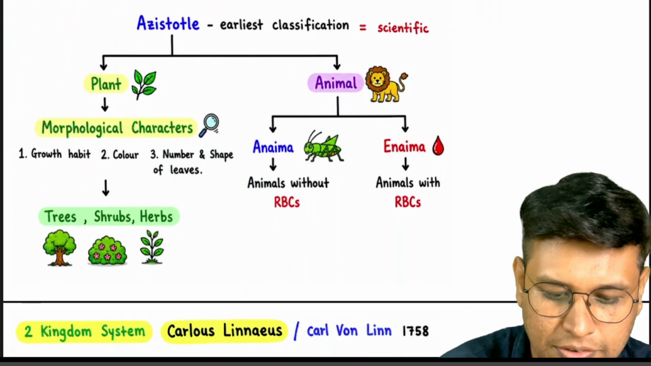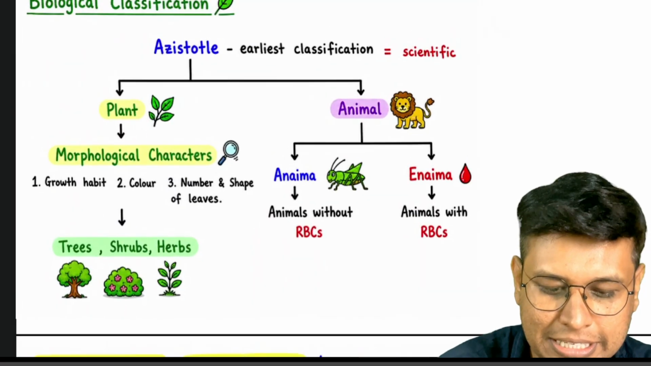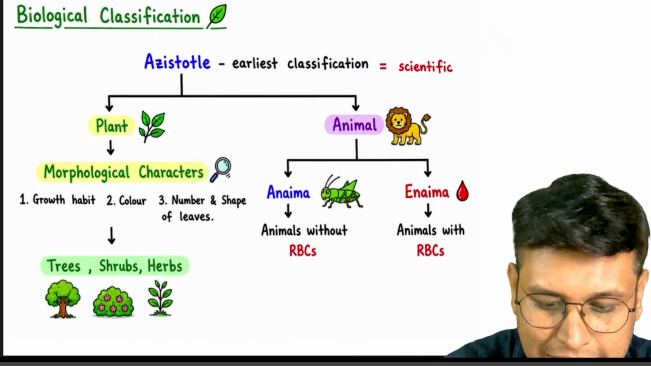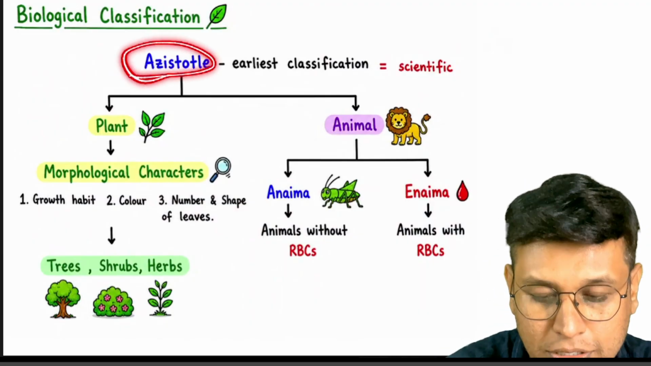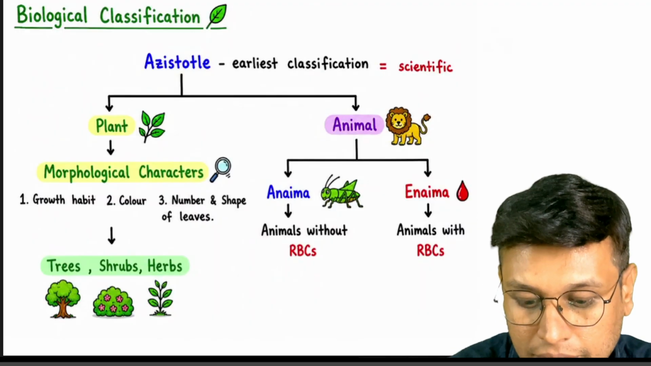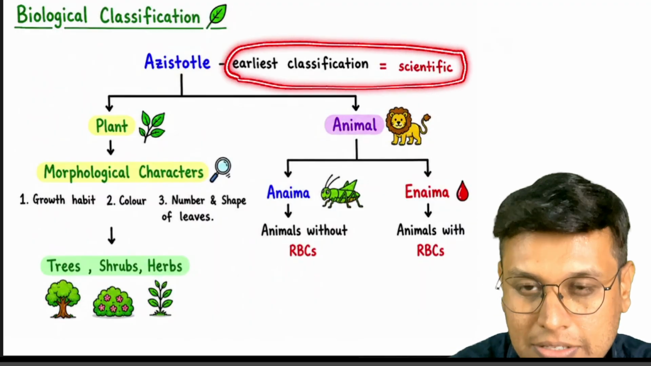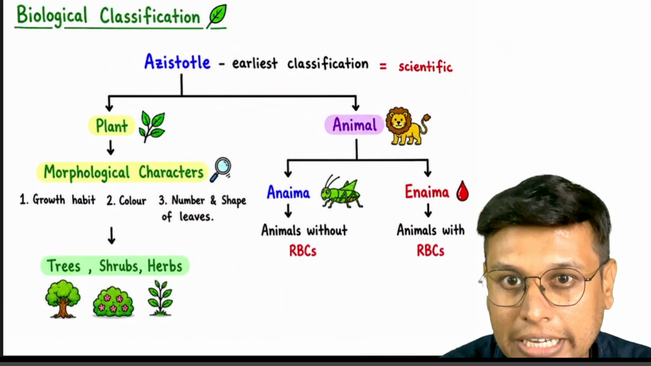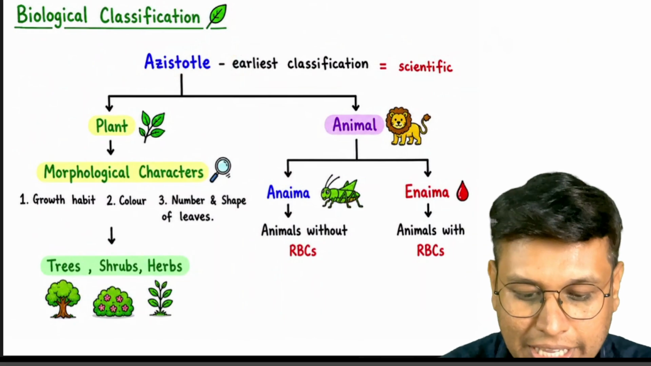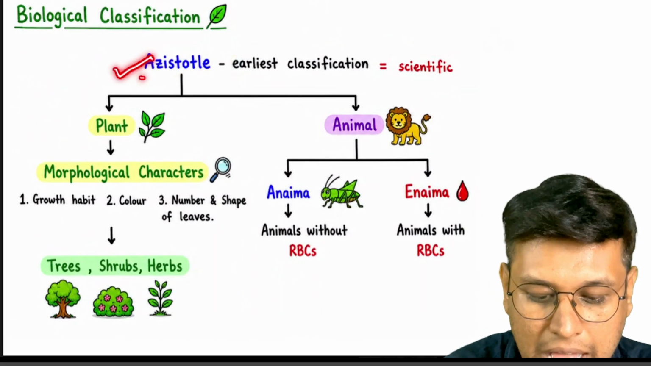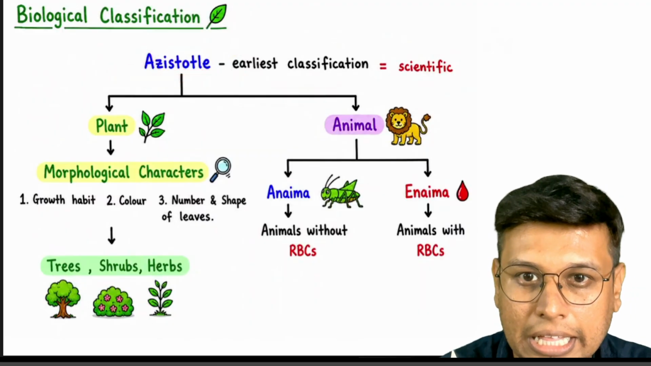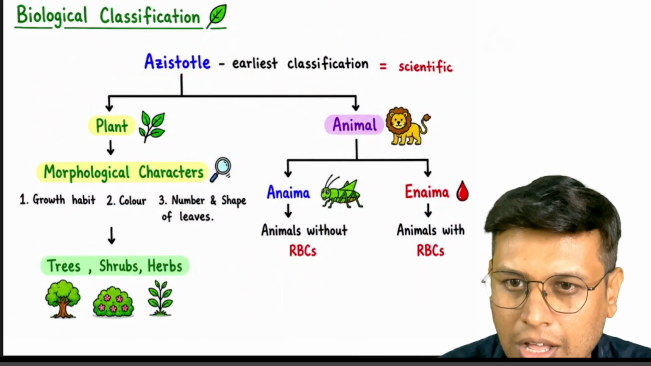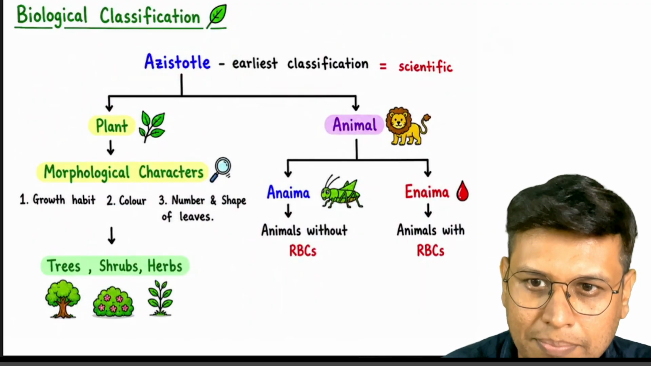So first, when we are discussing biological classification, the first scientist that comes to mind, and one of the MCQs also, is Aristotle. Aristotle gave the earliest scientific classification. One of the MCQs asked this, so you can write Aristotle. Next, how he classified animals and plants.